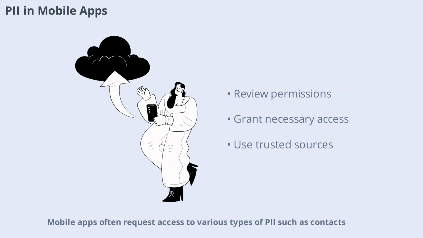Mobile apps often request access to various types of PII, such as contacts, location, and camera. It's important to review app permissions and only grant access to necessary information. Regularly updating apps and using trusted sources can help minimize risks.